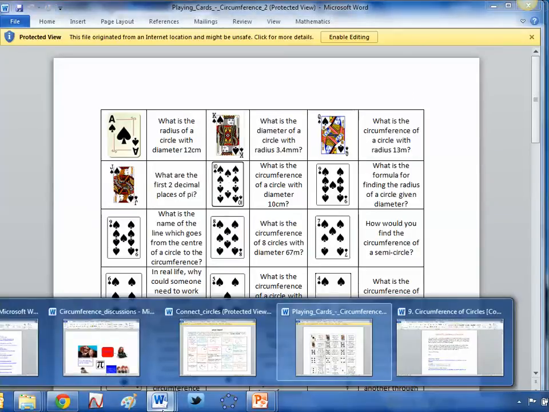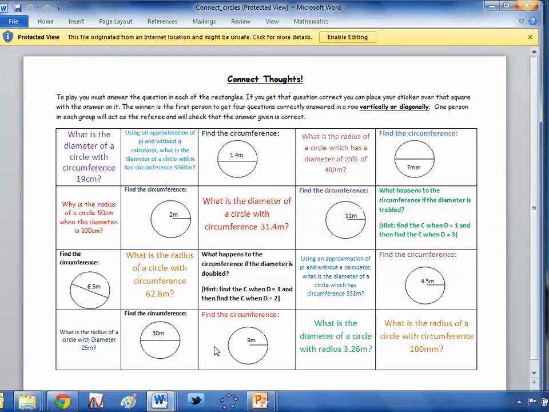So imagine the students spend maybe 10 minutes on that, and then they take their group off to the next one, and they're faced with this, connect thoughts. Now I love these, I absolutely love these activities, and the instructions are very clear on the top. They take it in turns, and the winner is the first person to get 4 questions correct, either in a vertical row or vertical column I should say, or diagonally. And again, the questions are really well thought out and really challenging.